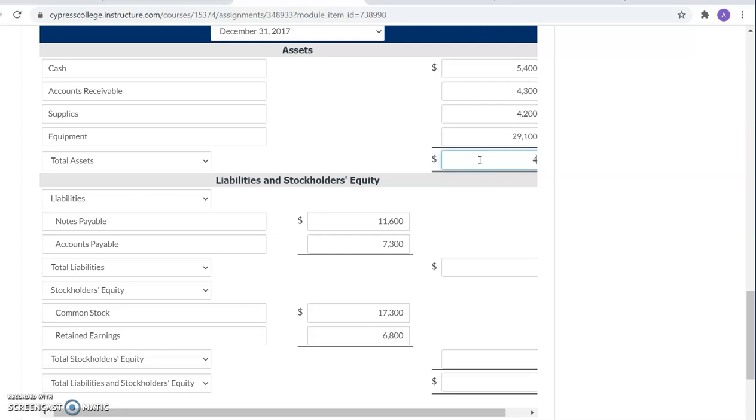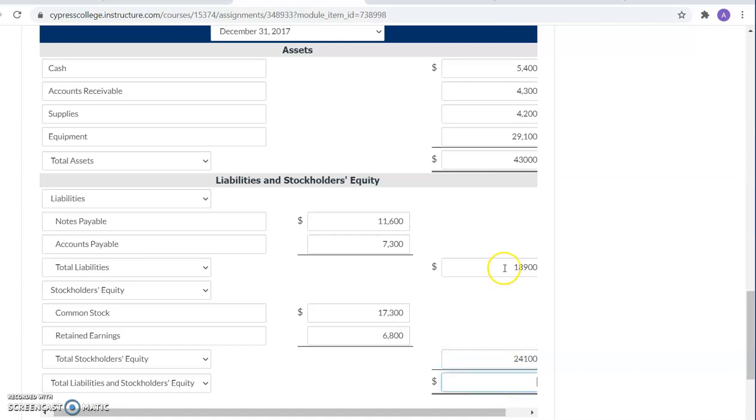So I have $43,000 for my total assets. For my liabilities, I have $18,900. And for my equity, I have $24,100. And now I want to get to my total liabilities plus stockholders' equity.